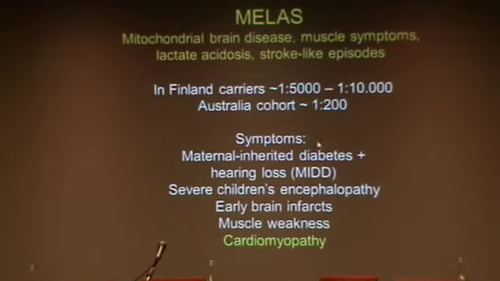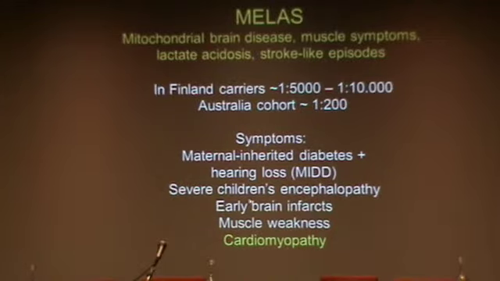The most common mitochondrial DNA point mutation that we see in Finland is called MELAS, but it very, very rarely causes MELAS. This is a tRNA mutation in mitochondrial DNA, and in Finland, at least in the areas where it has been studied, about 1 in 5,000 are carriers for this pathogenic mutation. There's an Australian cohort where the carrier frequency is really high, 1 in 200. So it seems that there are areas where this mutation is very frequent, but it occurs in pretty much every country.